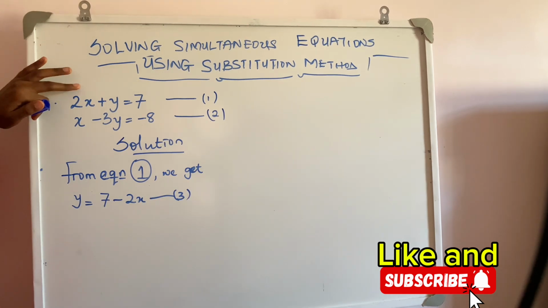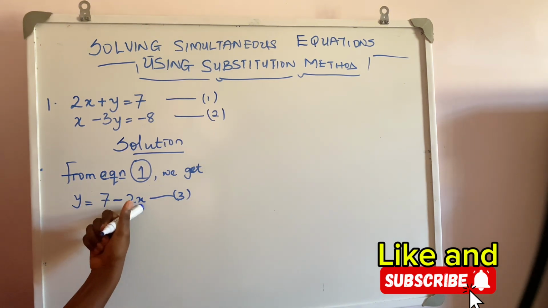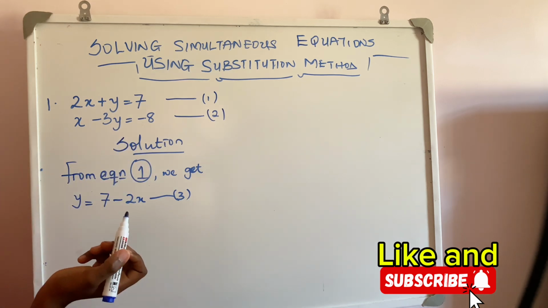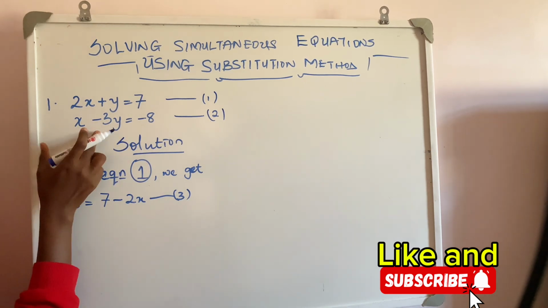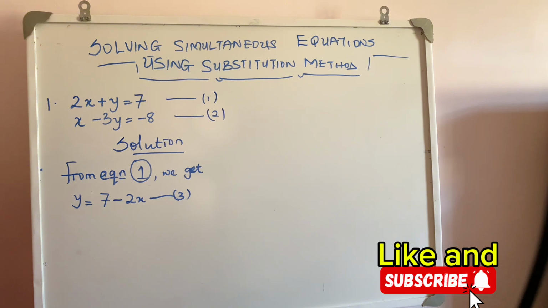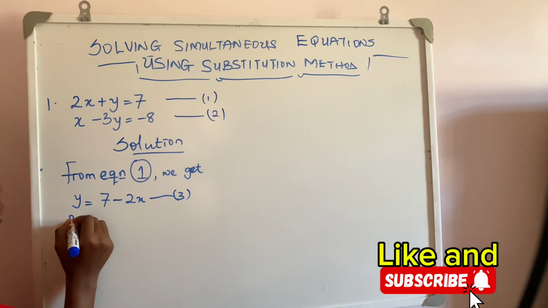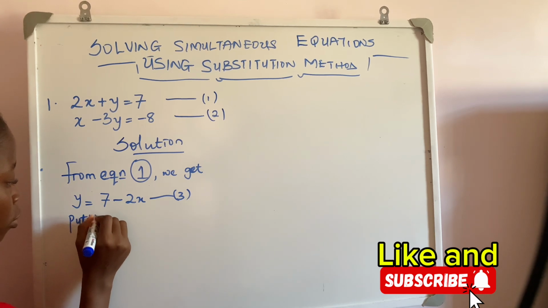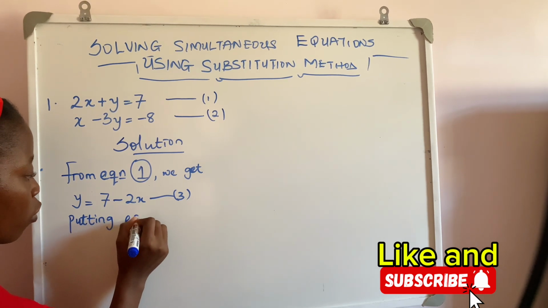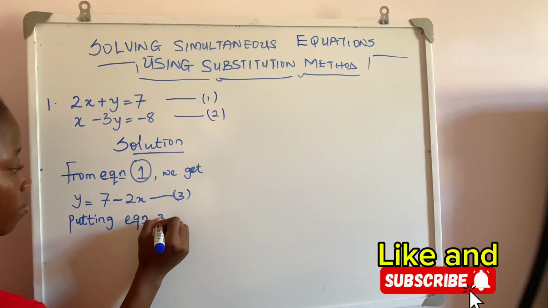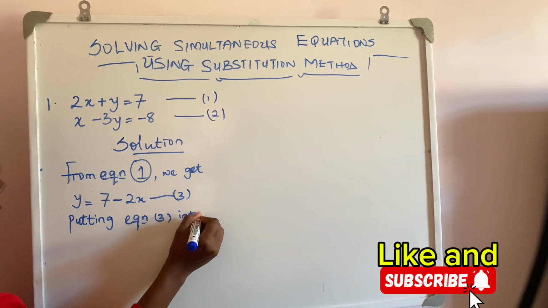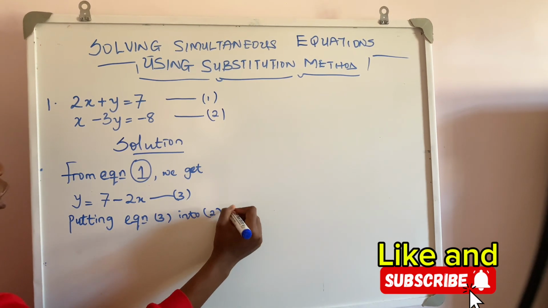If you look at it from here, we can easily get what x and y is without trying to make y the subject of the formula. So now that we have y equal to 7 minus 2x, y is equal to this, and there is y in equation 2. How about we put all this into equation 2, so that at least we can now have only one alphabet to get? So you can write putting equation 3 into equation 2 to get.